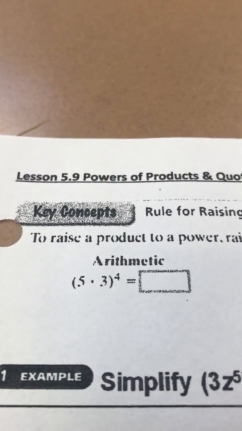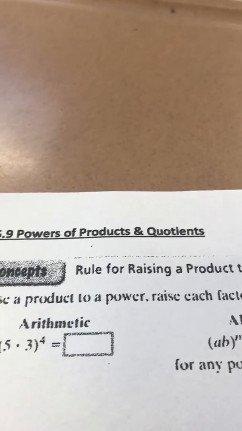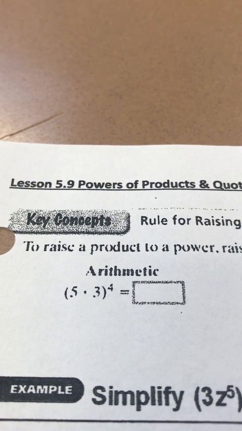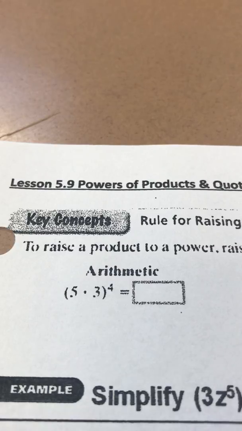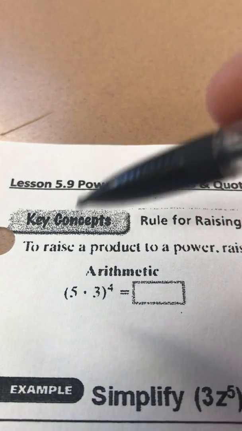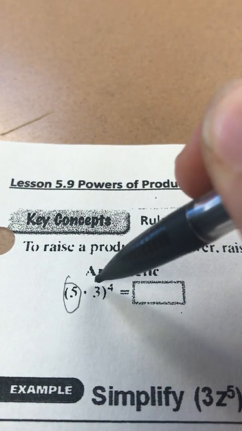Okay, today we're going to learn about lesson 5.9, powers of products and quotients. What we were doing is, what happens if we have more than one thing in the parentheses that's raised to a power? Each item in the parentheses, if they're multiplied, is called a factor. And so we have 5 as a factor on this one, and we have 3 as a factor here.